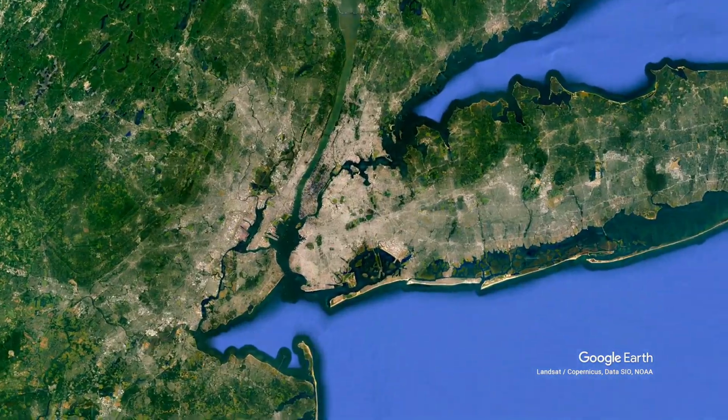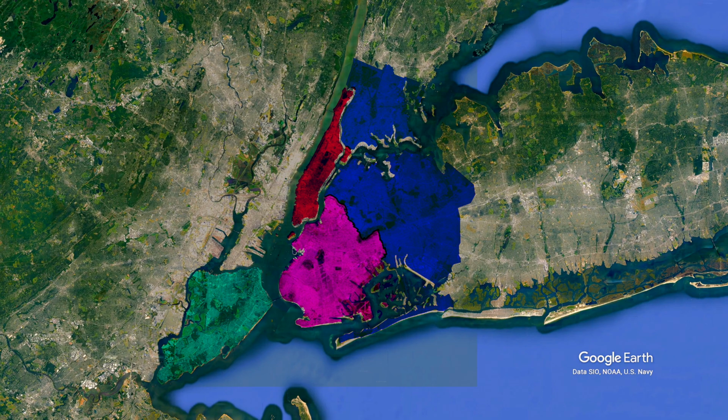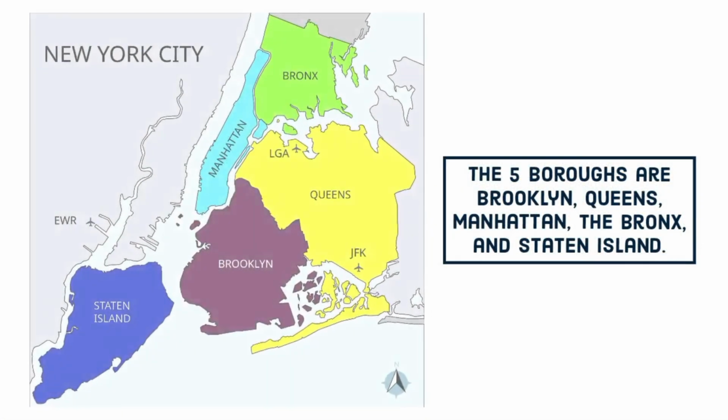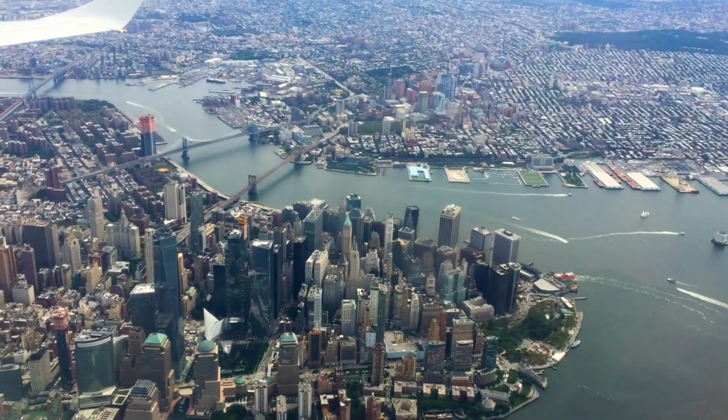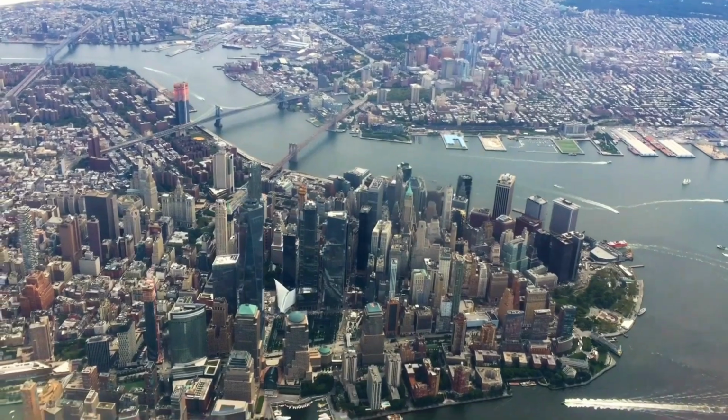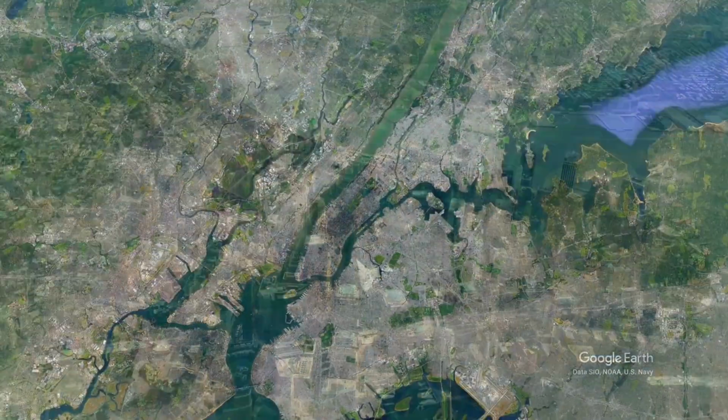The city is divided into 5 boroughs, each functioning like a smaller city within the larger city. The 5 boroughs are Brooklyn, Queens, Manhattan, the Bronx, and Staten Island. In this video we will specifically talk about Manhattan, the smallest borough of New York City.